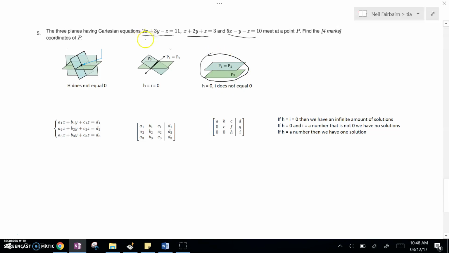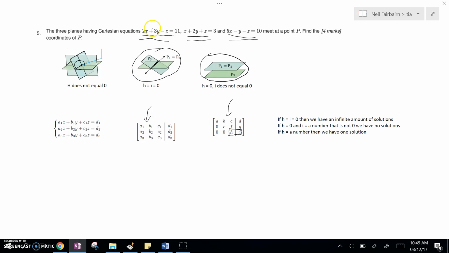So, we are going to look at these Cartesian equations, and we are going to change them into matrix form. After we've got it in matrix form, we're going to change it to reduced echelon form. Once we put it in reduced echelon form, we're going to look at these two numbers, h and I. If h does not equal 0, it means we've got one solution. If h and I both equal 0, it means we have an infinite amount of solutions. And if h equals 0 and I does not equal 0, it means we have no solutions.